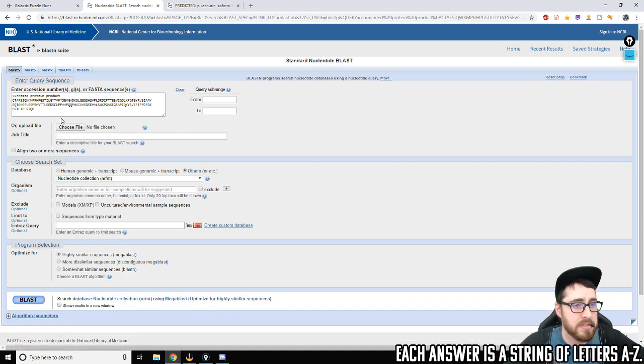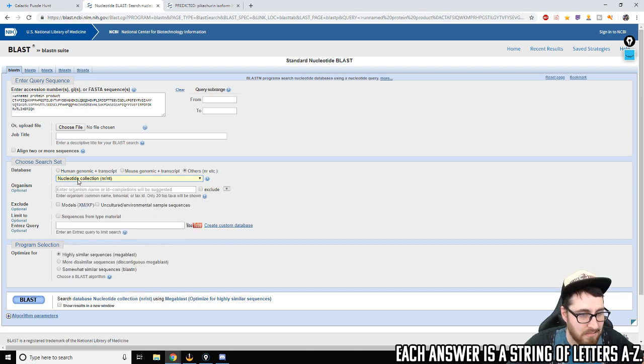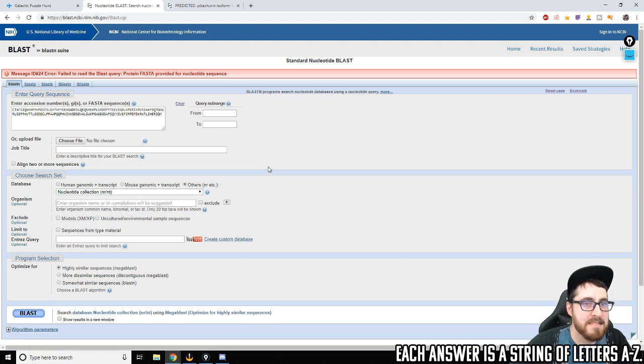I don't even know what the differences of these are. Nucleotide collection, maybe? Human genome transcript? A Mega Blast? Hell yeah. Let's Mega Blast. Boom. Mega Blast it. Faraday blast provided protein faster. Okay, so it's definitely a protein then.